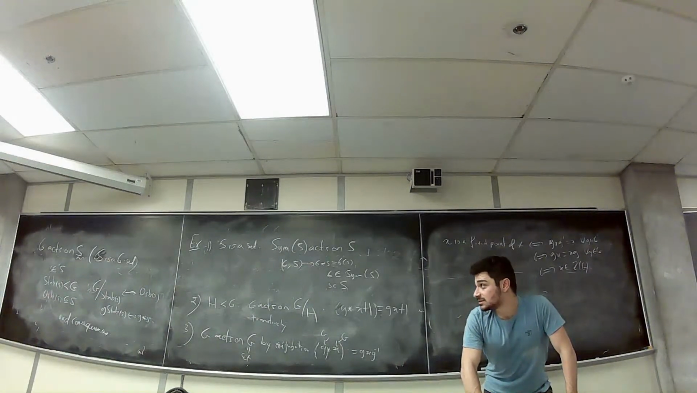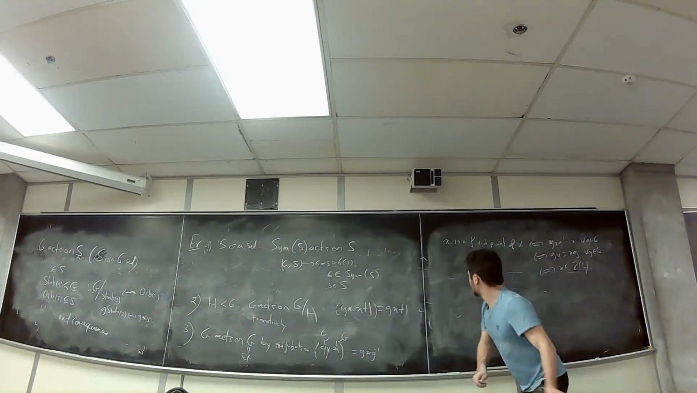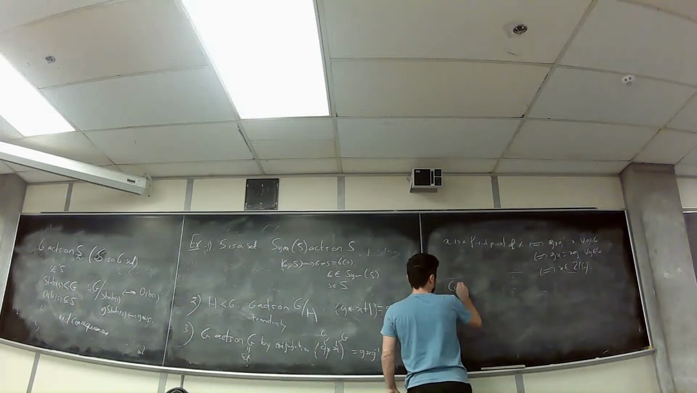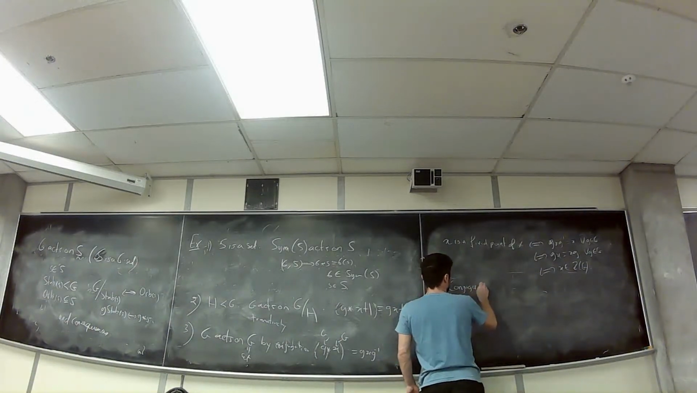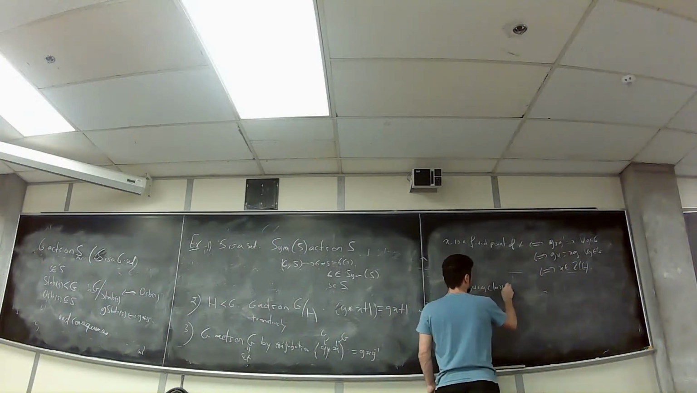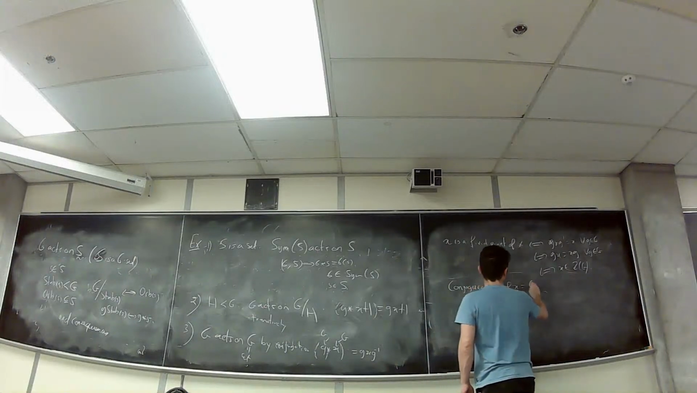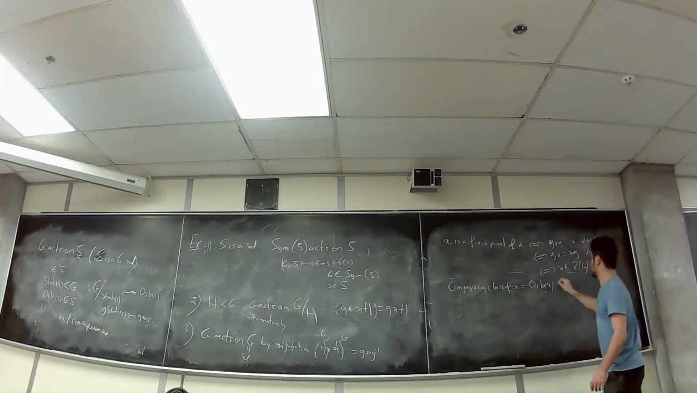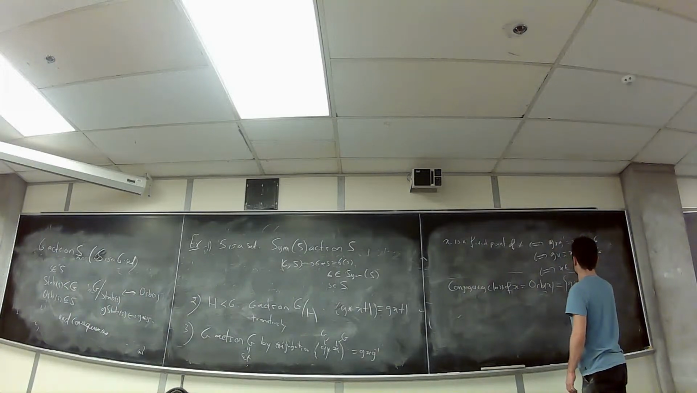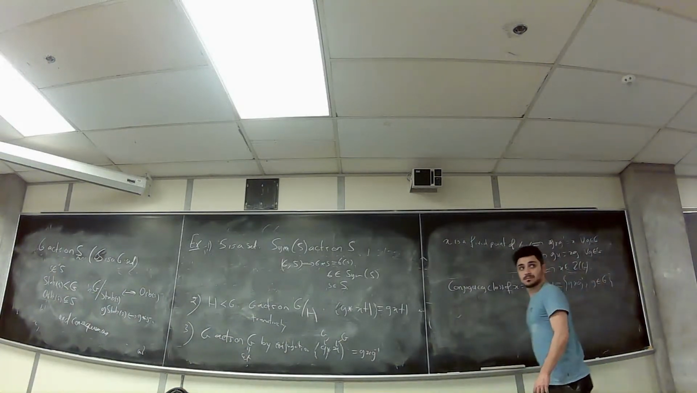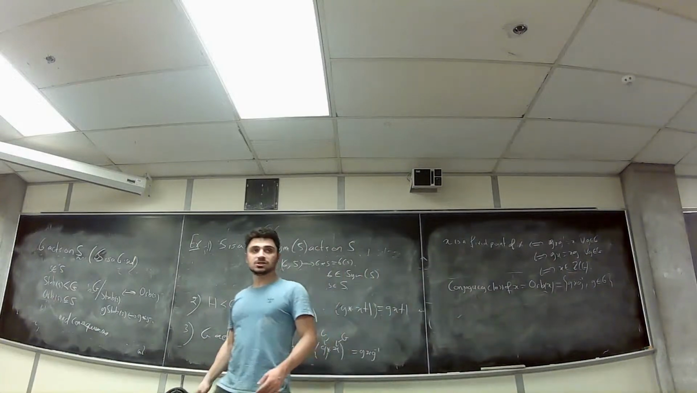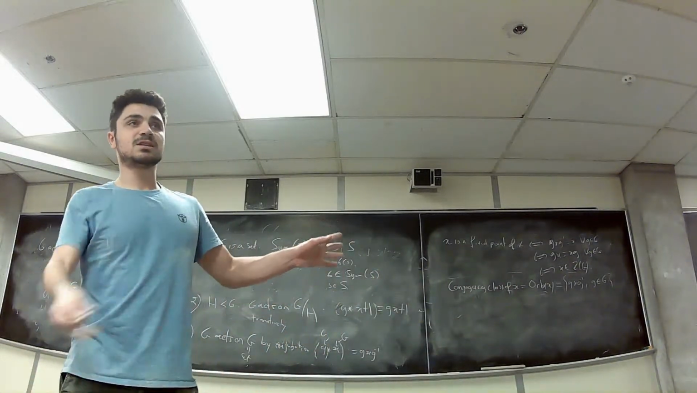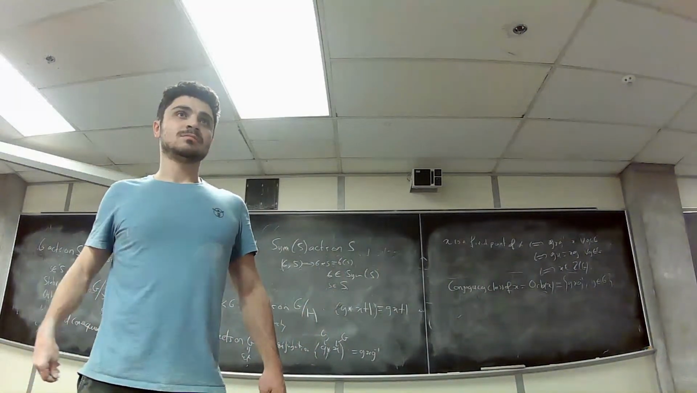No, conjugacy class is the orbit. What's the conjugacy class of x? The conjugacy class of x is the orbit of x under this action. Right? This is the set gxg inverse as g is in G. So you hit x by all the possible g's.